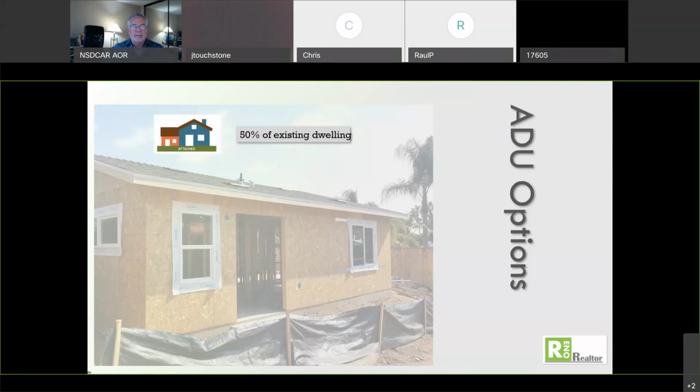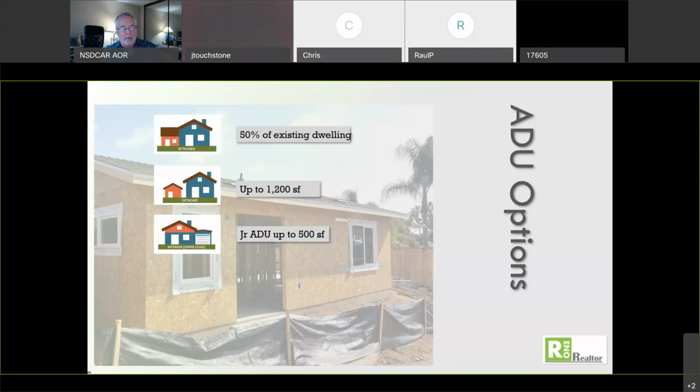What I like to say is, we have a lot of opportunities with the types of ADUs that we can develop. Attached, usually we can only go to 50% of the existing dwelling. So if we have a 1,200 square foot primary dwelling, we can go up to 600 on the attachment. Detached does not tie to the primary dwelling. We can go up to 1,200 square feet.